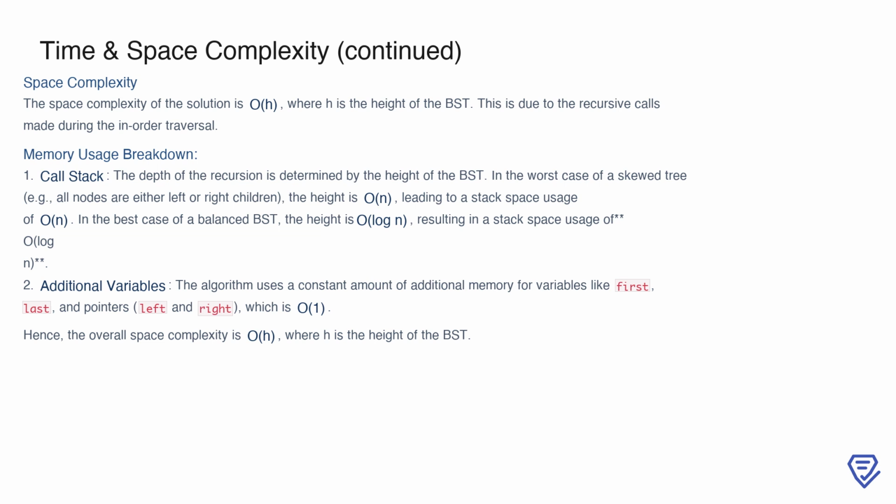However, in the best case, with a perfectly balanced tree, the height is O(log n), resulting in a stack space usage of O(log n). Beyond the call stack, the algorithm uses only a constant amount of additional memory for variables like first, last, and the node pointers. Therefore, the total space complexity is O(h), where h is the height of the tree.